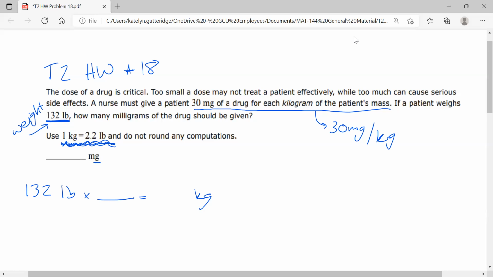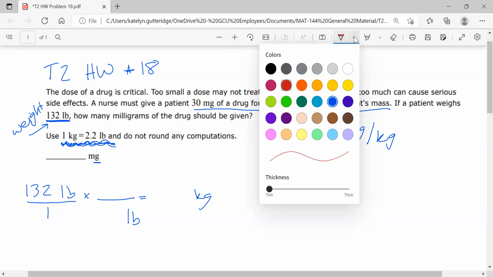So if I want to cancel pounds, I need another pounds to be on the bottom of my fraction. This 132 pounds, it is sitting in that numerator. So you think of it like it has a 1 underneath. So the pounds is on the top of the first fraction. So I need to put it on the bottom of the second one, and then these are going to cancel out.